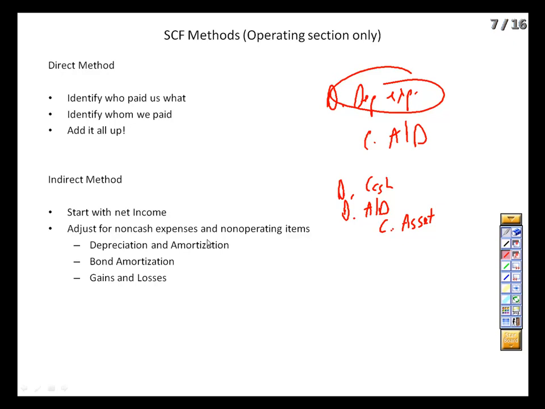Same thing goes for when we retired that bond early. We ended up plugging to a gain or a loss, which went to the income statement, but paying back a loan is a financing activity. That doesn't belong up in operating, so we pull it out.